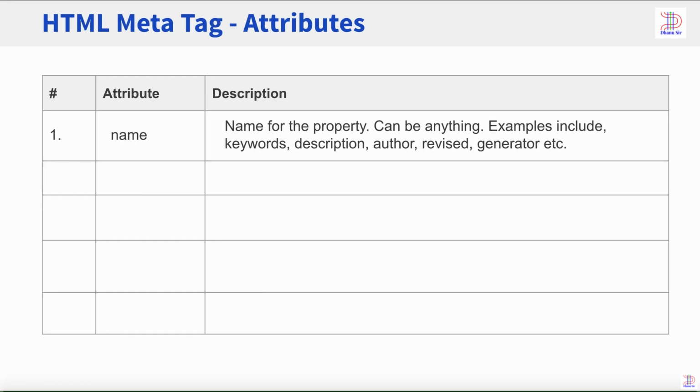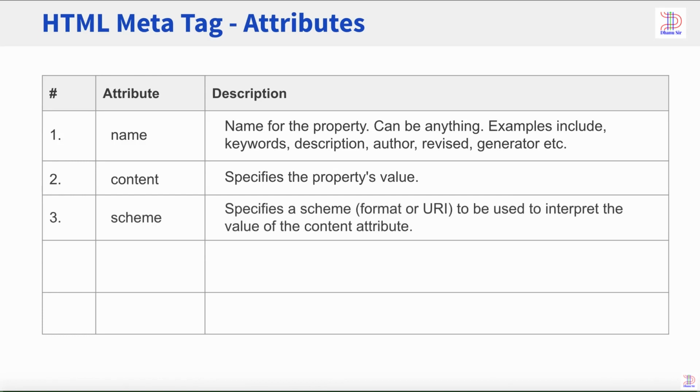Let's learn more about the meta tag attributes. The first important attribute is name. It is used to give the name of the property and it can be anything like keywords, description, author, revised, generator, etc. The next is the content. It is used to specify the property's value.